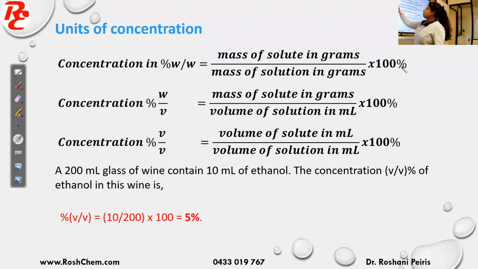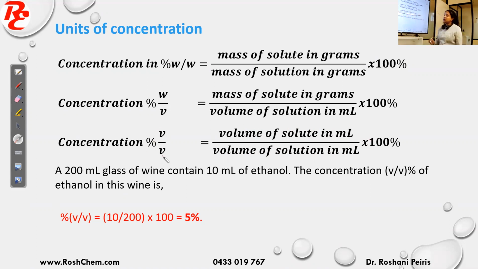Next one, percentage W over V means weight to volume. In that case, it's the mass of solute in grams, but it's V here. Therefore, it's the volume of solution in mL. So you can see grams and mLs go together, times by 100. So that will give you the percentage W to V. The other one is percentage V to V, which is volume to volume. In that case, both your solute and solution are expressed in volume units. So volume of solute in mLs divided by volume of solution in mLs times by 100. Okay, that will give you the percentage V to V.